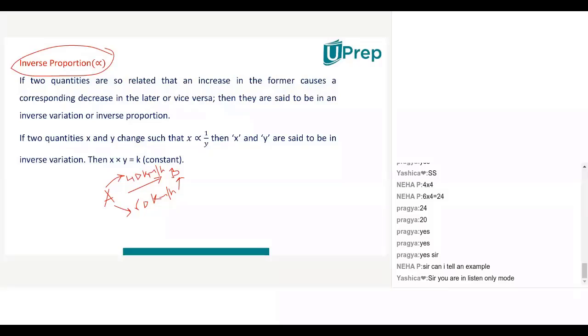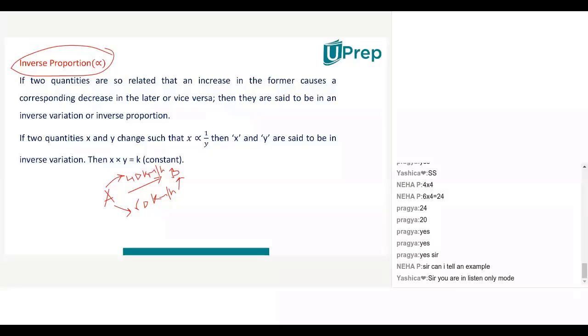Okay. So if one quantity is increasing, the other quantity is decreasing. Yeah, if one quantity is increasing, the other quantity is decreasing.